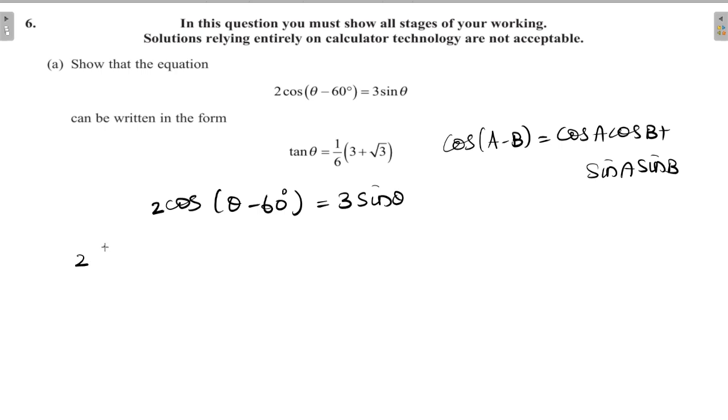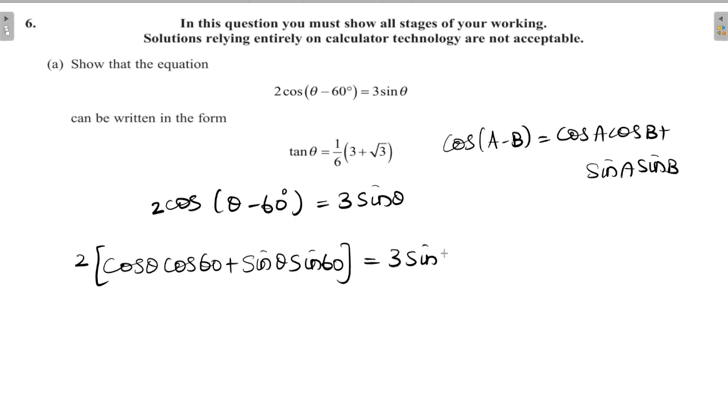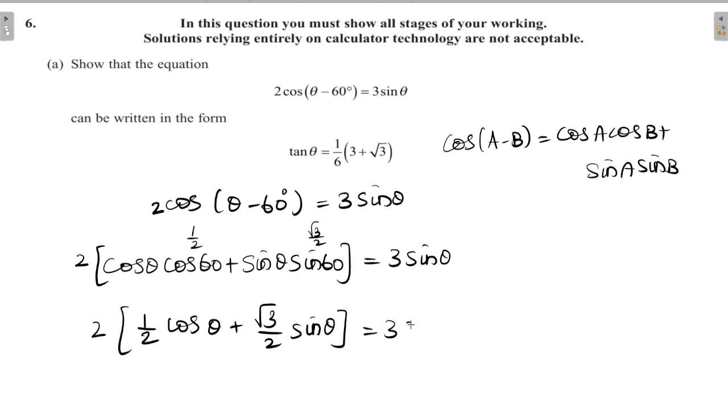So 2 times cos(theta minus 60) gives cos theta cos 60 plus sin theta sin 60, which is equal to 3 sin theta. Let's substitute the values: cos 60 is 1 by 2 and sin 60 is root 3 by 2. So 2 times (1 by 2 cos theta plus root 3 by 2 sin theta) is equal to 3 sin theta.